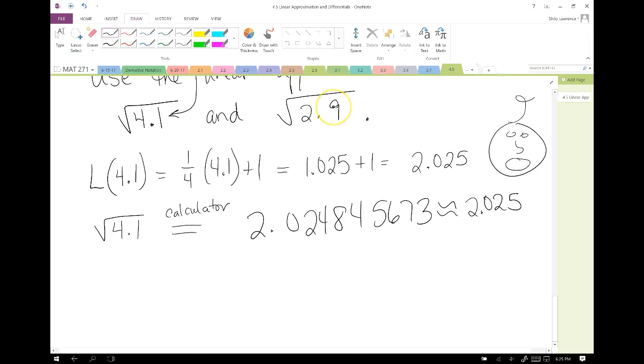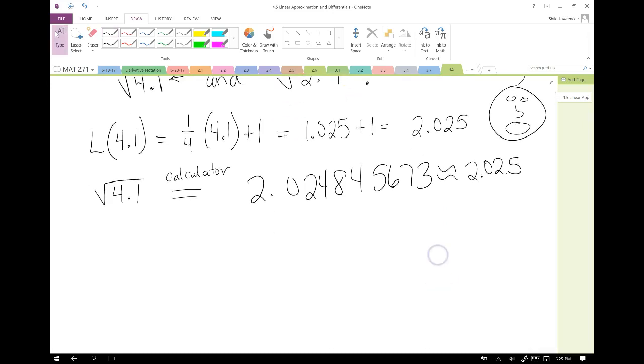So square root of 2.9, let's try another one. So we will look at the linear approximation for 2.9. Now, this number is a little bit farther from 4. Remember, we set this entire linear approximation up around 4. So it doesn't surprise me that at 4.1, those two numbers came out really, really close. It's possible, since 2.9 is a bit farther away, our numbers are not going to come out as close as they did at 4.1. So our linear approximation said we're going to do a quarter times the x value and then add 1.